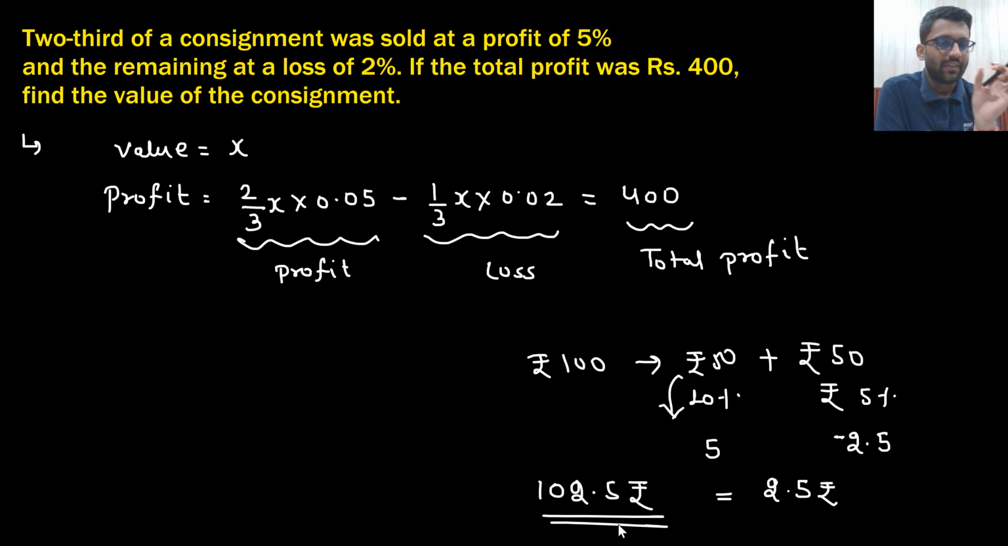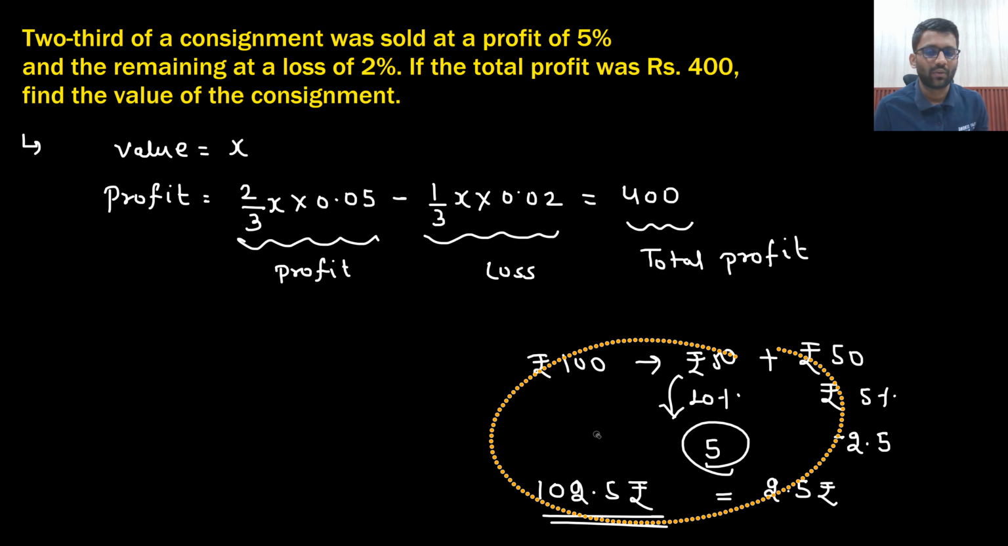I had 100 rupees. I divided it into 50 and 50. On one part I got 10% profit, that means 10% of 50, which is 5 rupees. So I had X, and 2/3 of X got 5% profit: 2/3 of X into 5%. This is the profit I have written, not the final amount, only the profit. And what about this one? 2% of this amount: 1/3 into X into 0.02. That is equal to 400 rupees.